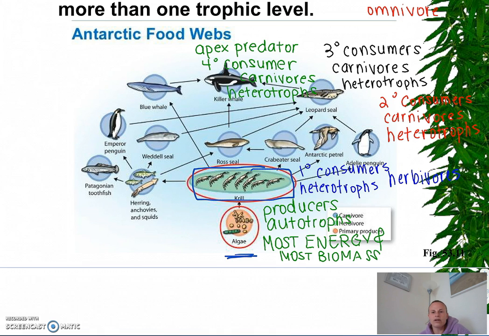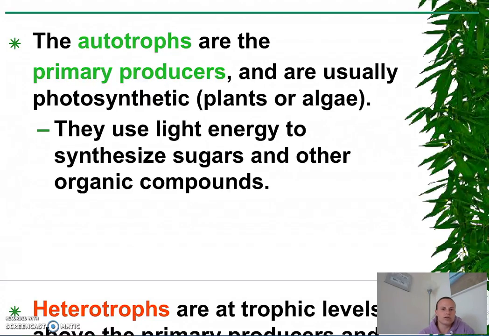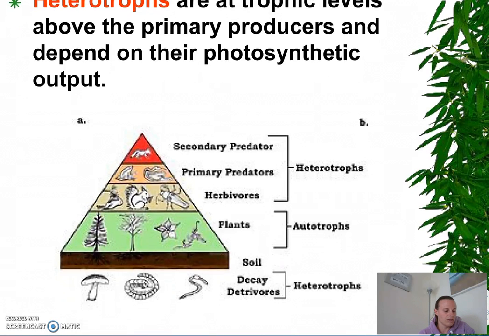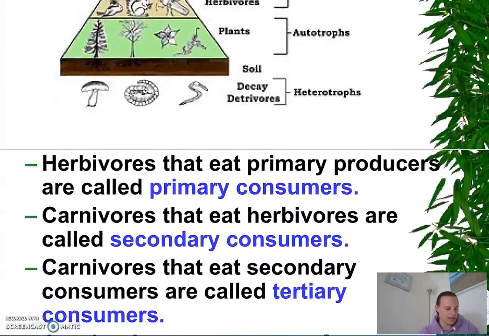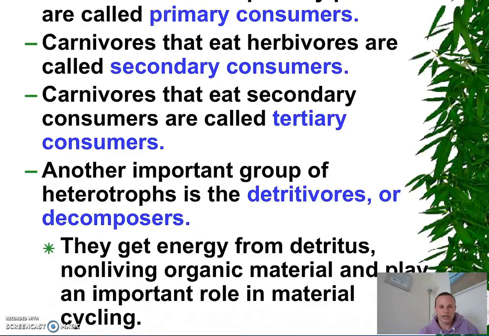Then you've got your secondary consumers, your tertiary consumers, your quaternary consumers, which can also be called your apex predators. But each one of these organisms is connected by an arrow, where that arrow is showing the direction of the flow of energy. So like we said, autotrophs are the primary producers. Heterotrophs are at the trophic levels above the primary producers. They depend on those primary producers' photosynthetic output. Then you've got primary, secondary, and tertiary consumers.